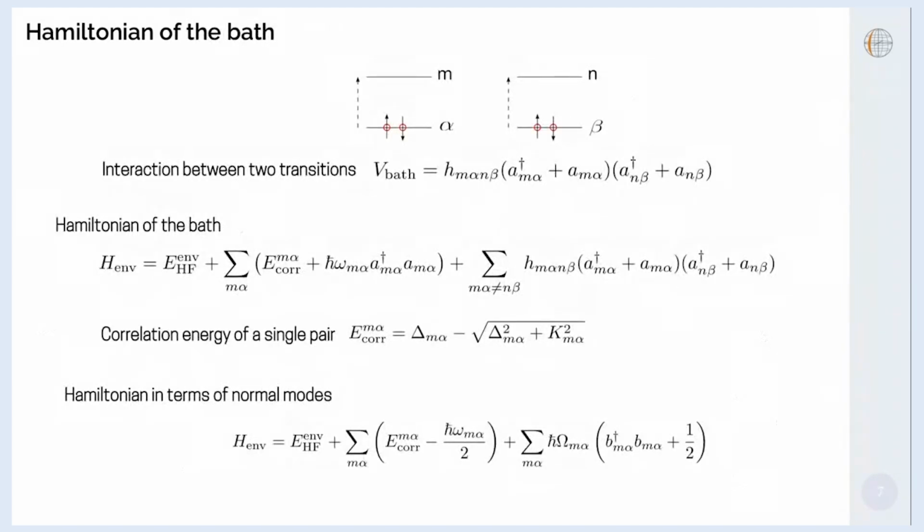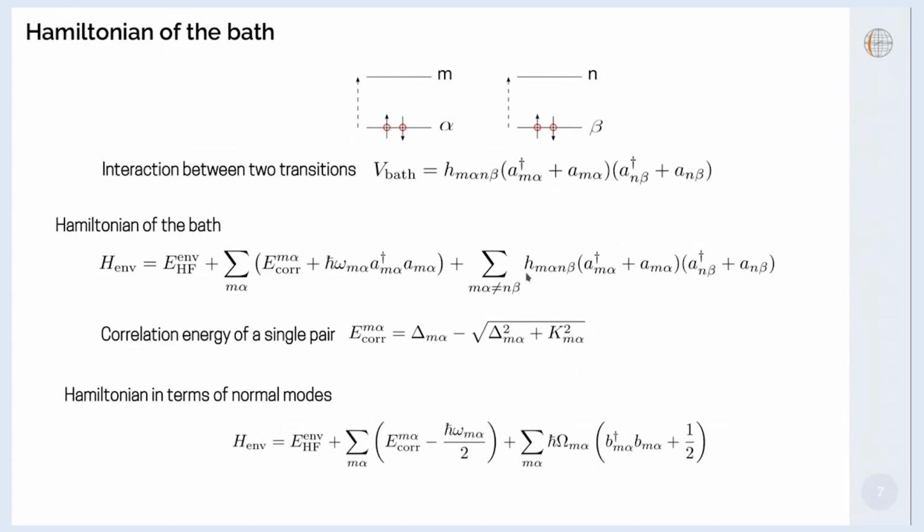Now, these transitions are not independent. They interact with each other. And the interaction term is here. It is basically proportional to the Coulomb integral, which connects these two transitions. I can show that, so it is a bit complicated, but it is like this. At the end, we have the Hamiltonian of the bus or environment in this form. It is a set of interacting oscillators.